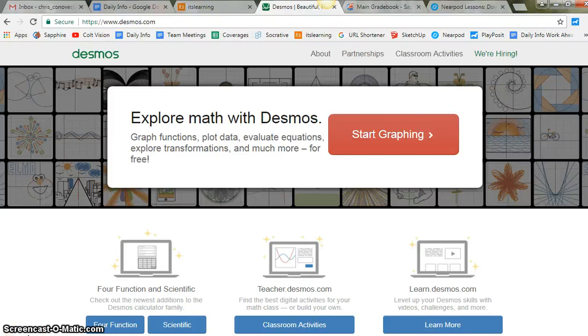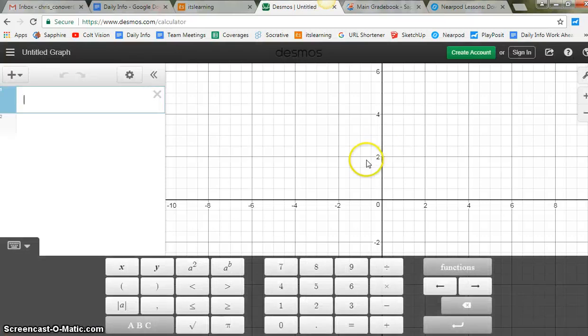Hi everybody. So in this enrichment you're going to play a game that's very similar to Battleship. You and your partner are going to take your computers and each of you are going to get on to the website desmos.com. Once you're here, you're going to hit start graphing and both of you are going to pick 5 ordered pairs that consist of whole numbers to end up making your ships.